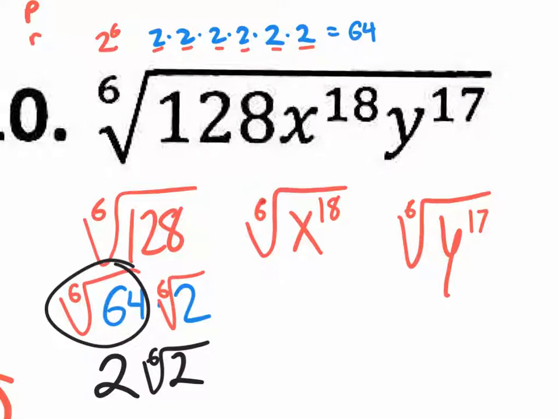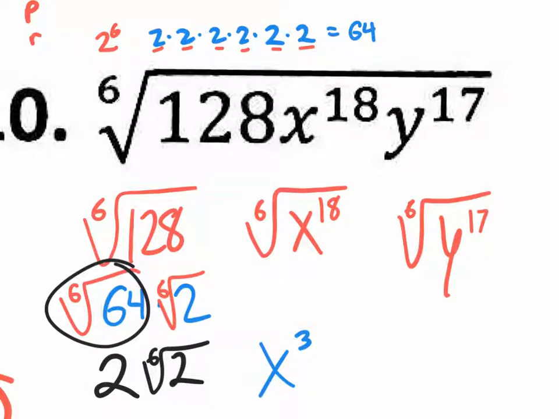Let's move on to the next one. Again, the 6th root is kind of like dividing this power by 6. So what's the answer there going to be? X to the 3rd. 18 divided by 6 is 3. And over here, the 6th root is kind of like dividing by 6. In other words, I want this 17 to be divisible by 6. Right? So what is a number divisible by 6? Is 17 divisible by 6? How about 16? How about 15? How about 14? How about 13? How about 12? Yes, 12.